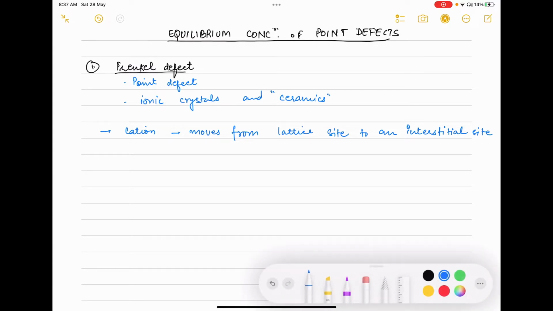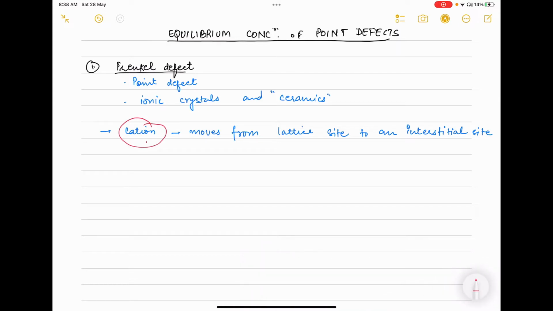And why is it that only the cation moves? It is because the cations are smaller and they can easily accommodate in the interstitial sites or the voids. A bigger atom or a bigger ion takes up way more space than a smaller one and also induces stresses while it tries to accommodate in a smaller space.